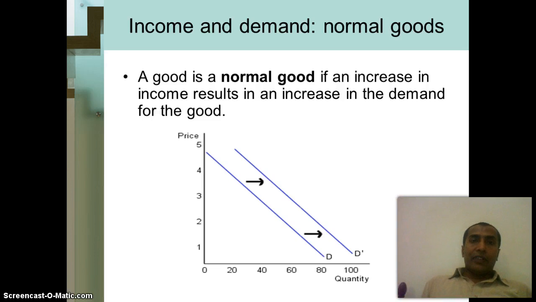This is an example of a normal good. If income increases, demand increases. When demand increases, the demand curve moves right upward. If your income increases, demand for coffee, demand for chicken, demand for mobile phones, all will increase. And the demand curve will move right upward.